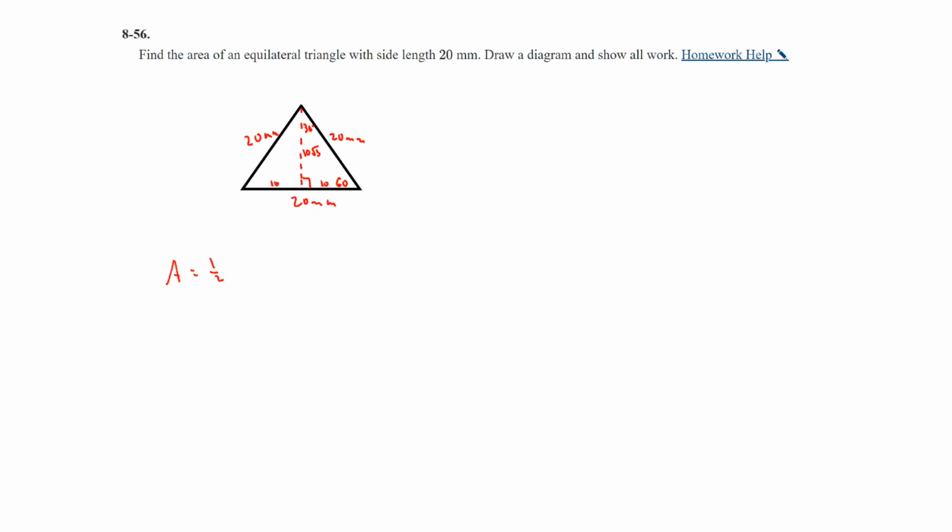So the area is 1/2 times the base, which is 20, times the height, 10 square roots of 3. And so the exact value would be 100 square root of 3 units squared. If we want to approximate it, that's about 173.2. I guess we do have the units on this one, so we can go with millimeters squared for that.